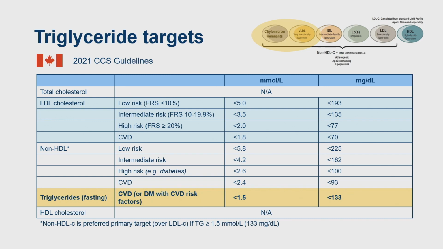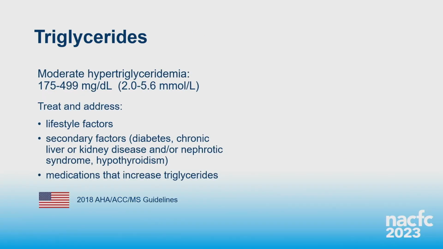So now moving into triglycerides, the Canadian guidelines highlighted here really don't have much in the way of recommendations for triglyceride targets, other than the fact that if someone has cardiovascular disease or if they have diabetes and they're at risk for cardiovascular disease, there are some potential therapies that could be recommended for those with a triglyceride level above 1.5 millimoles per liter. But the US guidelines actually provide a lot more detail around triglycerides. So they've identified moderate hypertriglyceridemia as a level between 175 and 499.